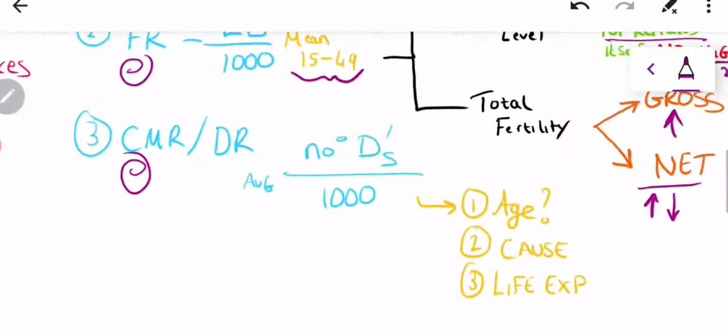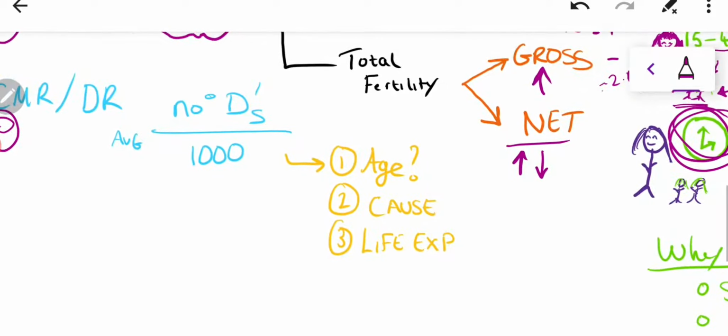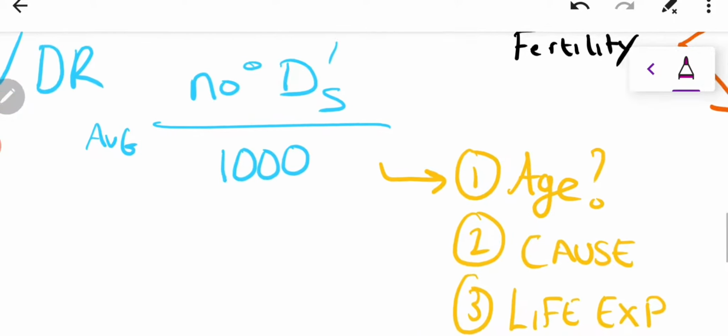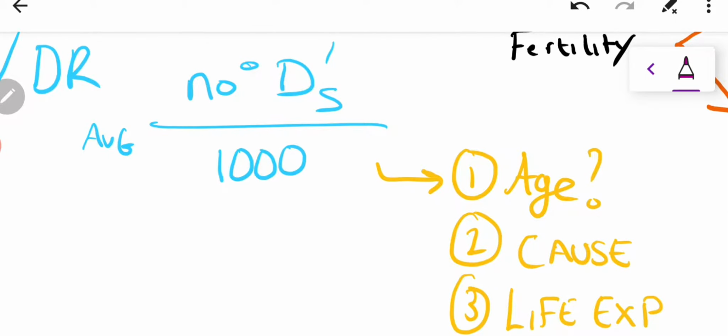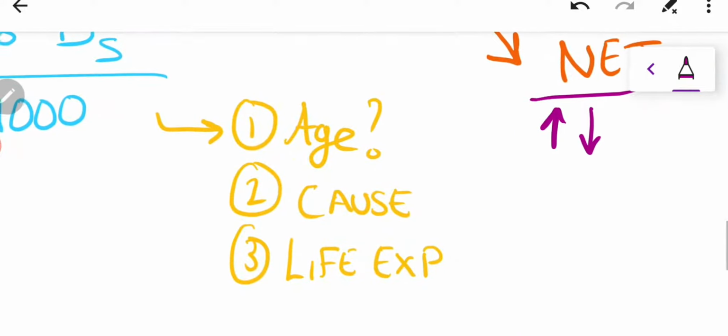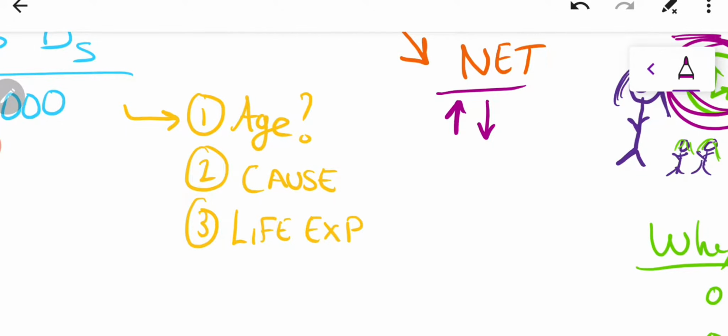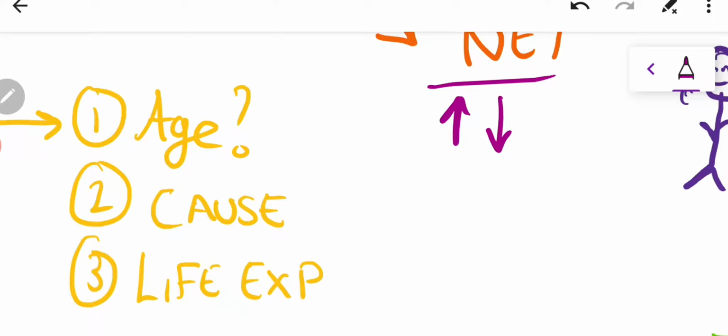Okay, now quickly moving on to death rate and crude mortality rate. What is this? The number of deaths per 1,000 in the population for that year. We're always talking about averages. And what could be the reasons for this? Is it number one, age related?